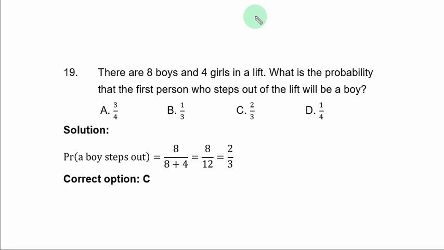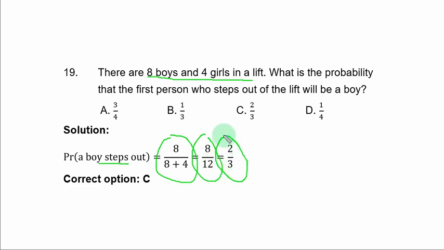Question 19. There are 8 boys and 4 girls in a lift. What is the probability that the first person who steps out of the lift will be a boy? That is simple. Number of boys over the total, that is both boys and girls, that is 8 over 8 plus 4, that is 8 over 12. If you divide through by 4, you have 2 over 3. C is the correct option.